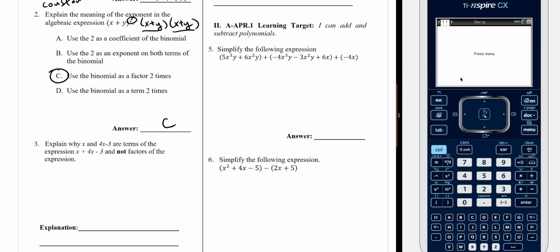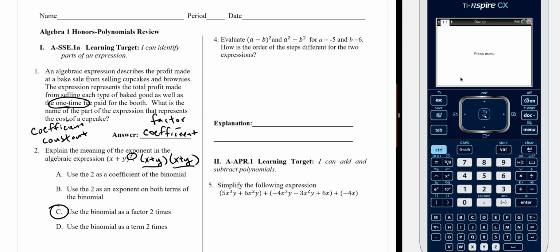Number 3, explain why x and 4x minus 3 are terms of the expression x plus 4x minus 3 and not factors of the expression. So terms, the way we define terms is things that are being added or subtracted together. And factors are things that are being either multiplied or divided together. Since x, 4x, and minus 3 are all being added or subtracted, those are terms because of the addition and the subtraction.